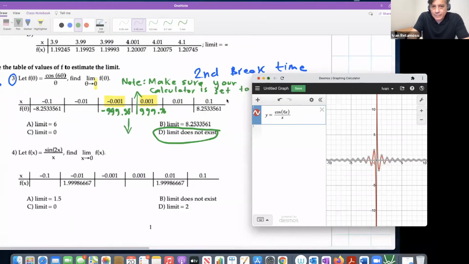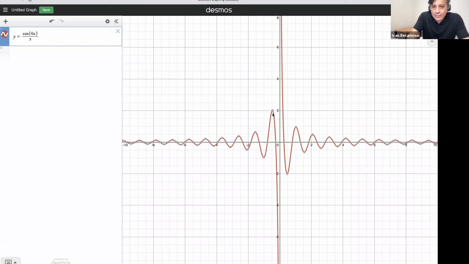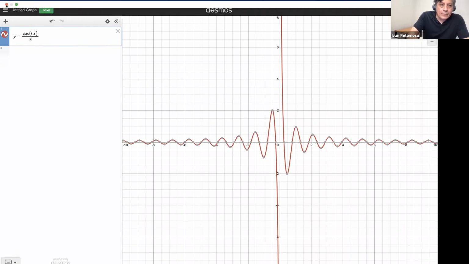Notice, in the graph, if you approach 0 from the left, you are going down to negative infinity. If you approach 0 from the right, you're going up to infinity. They will never meet, right? There is no convergence. That's why the limit does not exist. Yeah, good. So we confirm this with the graph.